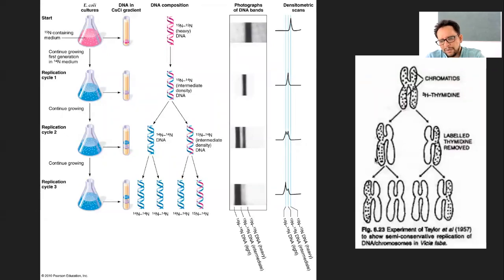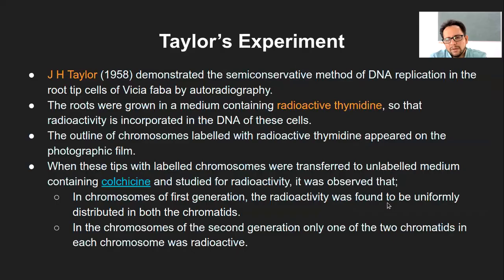And a similar experiment was done by Meselson and Stahl, but they used the heavier form of the isotope, which was not radioactive. This was specific to radioactivity, and the same thing was proven again with the help of the root tip cells of the plant Vicia faba. Okay, any question here?